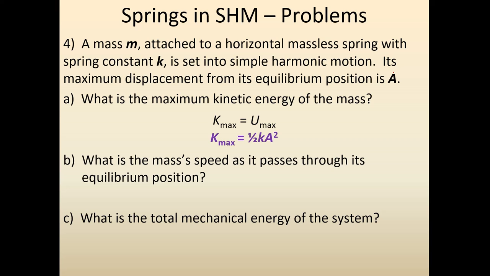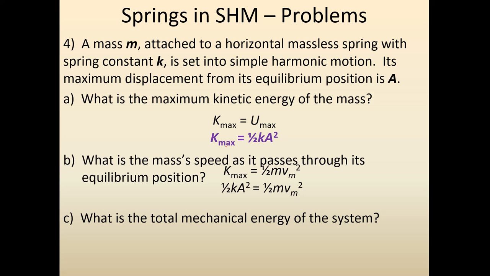If you didn't remember that, you would have seen A and B as two different questions: the maximum kinetic energy and the speed at the equilibrium point. There's no explicit statement that those have to be related. But because of our understanding of simple harmonic motion, we know that the maximum kinetic energy occurs at the equilibrium point. Therefore, this is basically saying, what is the mass's maximum speed? So maximum speed will be related to maximum kinetic energy.